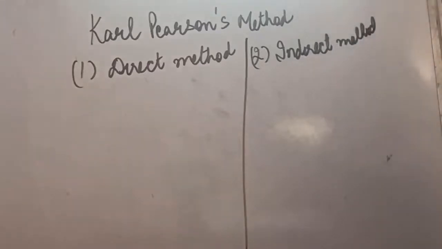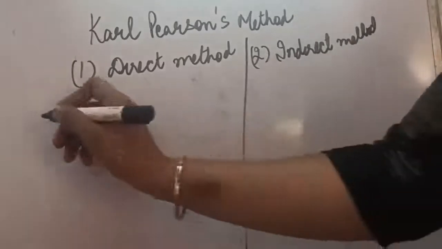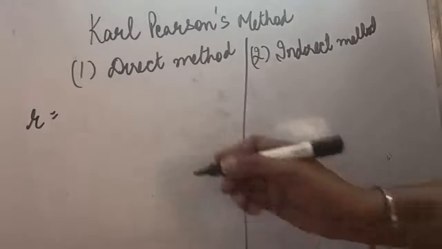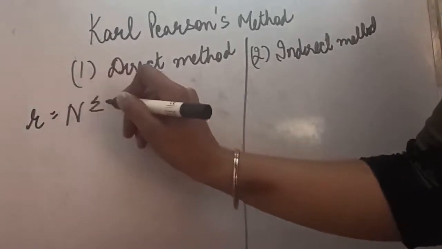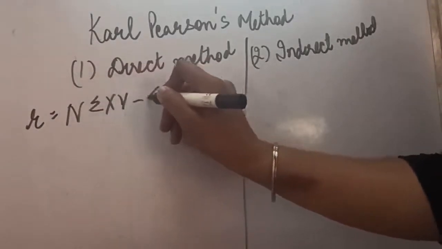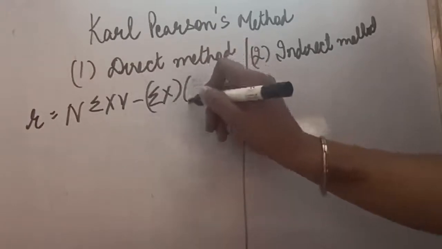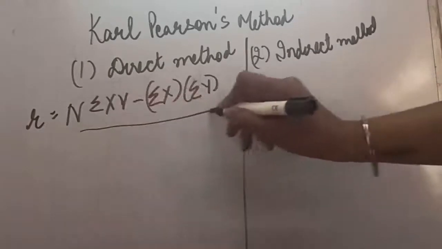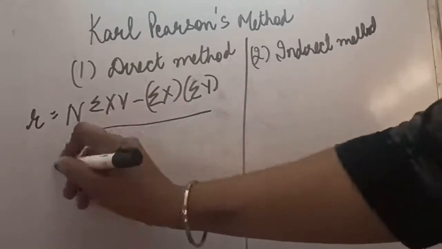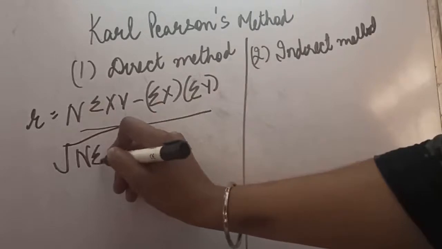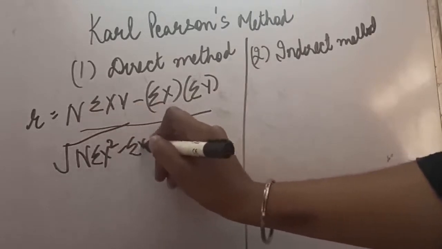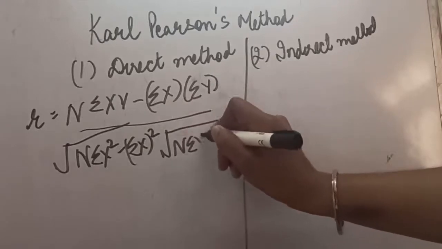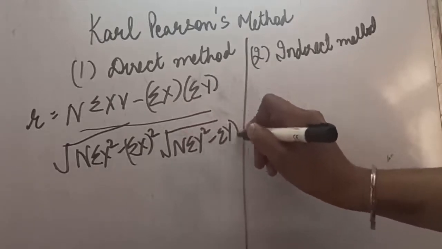Under the direct method, when the values are very small, you can find out the value of correlation. As I told you, correlation is denoted with r. The formula is n into sigma xy minus sigma x into sigma y, divided by under root n sigma x square minus sigma x whole square, then under root n sigma y square minus sigma y whole square.